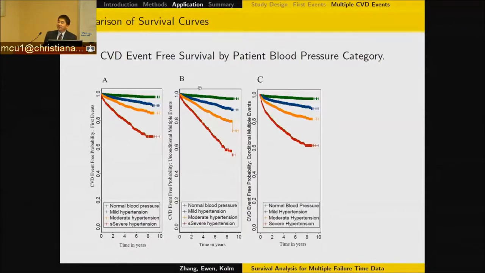So, from an AEIC, we show that the repeated events for the normal blood pressure is comparatively low. So we can see the results are comparatively stable. And with the mild, moderate, especially for the severe blood pressure, we can see the results change obviously, rapidly. So this is the reason why, if we have a different percentage of events for different categories, we should do multiple event analysis.